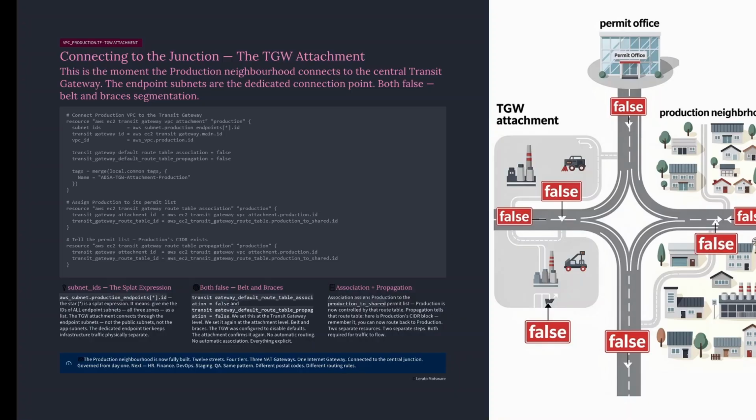The production neighborhood is now fully built. 12 streets, 4 tiers, 3 NAT gateways, connected to the central junction, governed from day one. Next, we build HR, finance, DevOps, staging, QA, the same pattern, different postal codes, different routing rules.